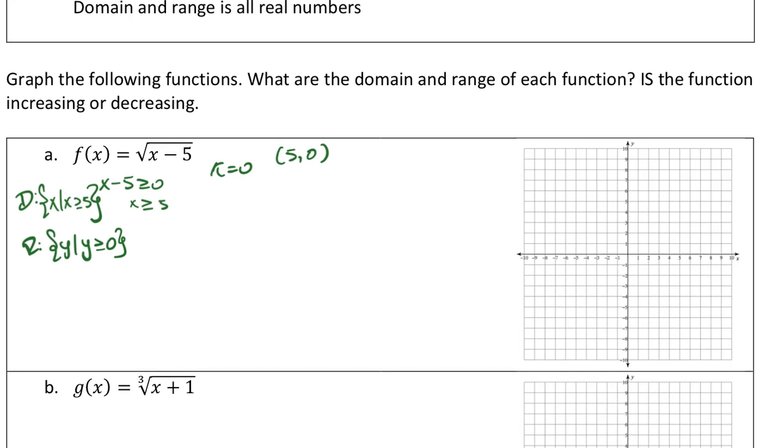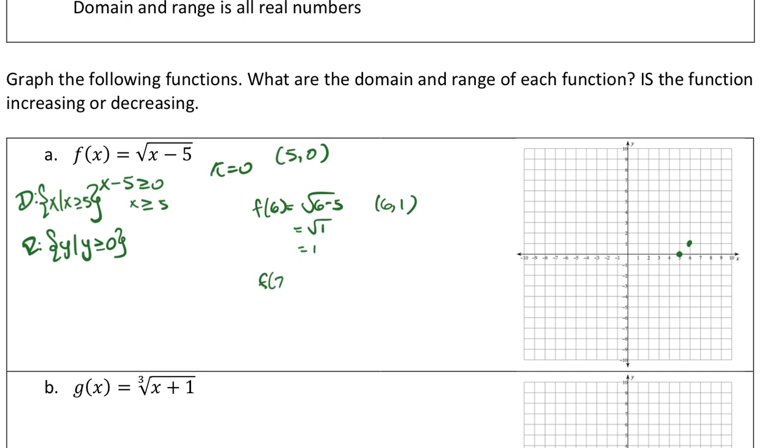So I know that my graph is going to start here. Now, I know that my domain has to be greater than or equal to 5, so that means that I cannot substitute for x any values that are less than 5. That's why it's important to identify your domain first, because now we know what values we can substitute. Let's substitute a few. Let's say 6. So I got the square root of 6 minus 5, so the square root of 1. That is 1. So I got the point 6, 1, which is right here.